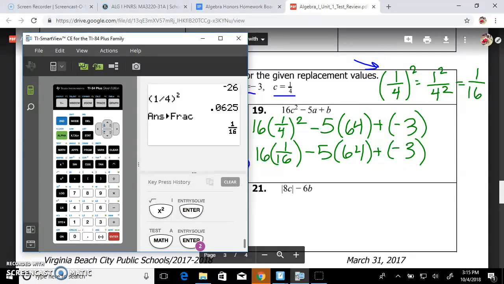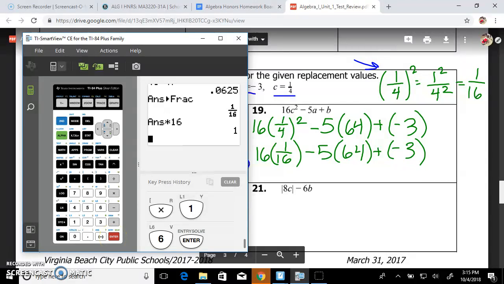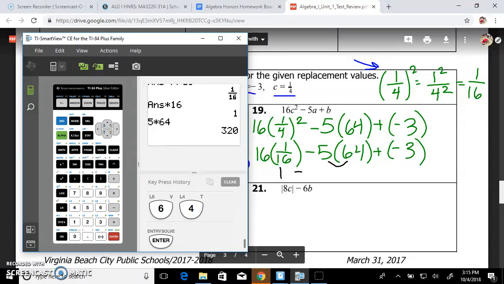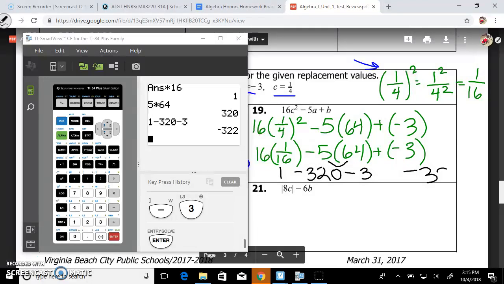Now we need to multiply 1/16 times 16. We can do that in our calculator right there, and that's going to be 1. So we have 1 minus, let's do 5 times 64, which is 320, plus the negative 3. I'm just going to write that as minus 3. And then we can plug that whole thing in the calculator. 1 minus 320 minus 3 equals negative 322. Final answer.